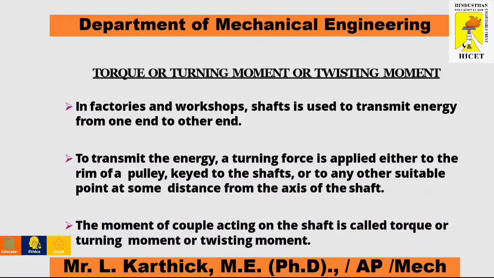To transmit this energy, the turning force is applied either to the rim of the pulley or key to the shaft, or to any other suitable point at some distance from the axis of the shaft. The moment of couple acting on the shaft is called torque, or turning moment, or twisting moment. That's what we have mentioned. A shaft is said to be in torsion when equal and opposite torques are applied at the ends of the shaft. The torque should be equal to the product of the force applied and the radius of the shaft. That's what we have explained.